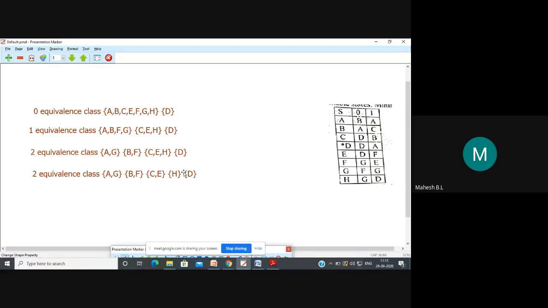So now using this, you can write the transition table. AG, BF, CE, H and D: 5 states are going to be there. Actually, how many were there? 8 states were there. They are reduced to 5.